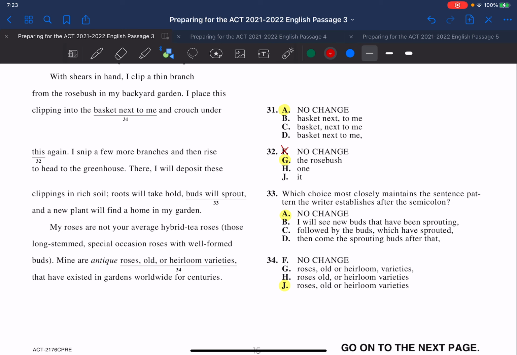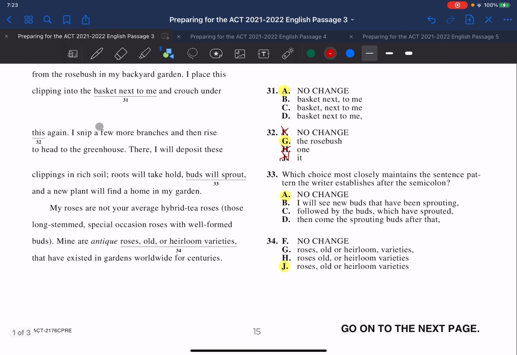So the rose bush is definitely much more descriptive. Now, some people may think, well, that's too long, so try one of the other ones. What about "one"? Well, there's nothing here that we talked about when we talk about the one. Because again, we need to clarify what it is we're referring to. And "I crouch under it again." Well, we don't talk about crouching before. So what are we crouching under? We don't know. So because of that, we're just going to leave it and make it the rose bush. That way it's very clear about what it is that we are talking about.